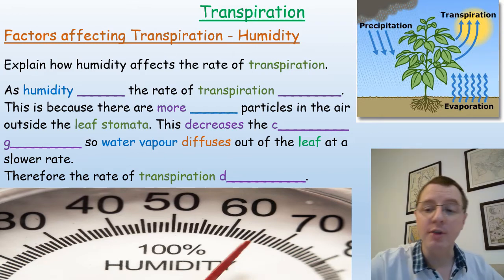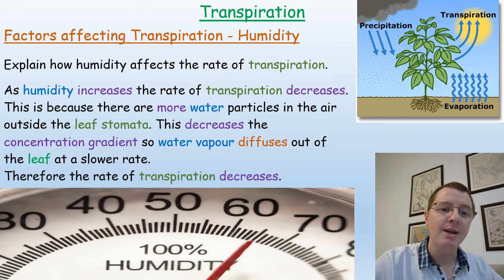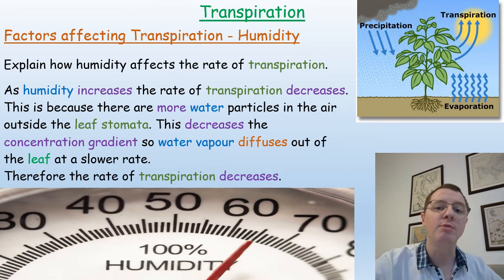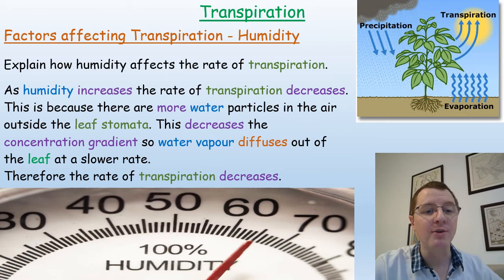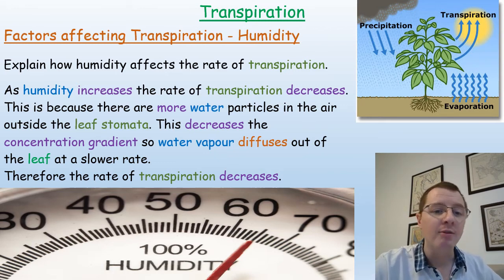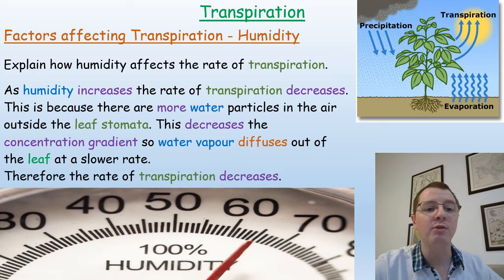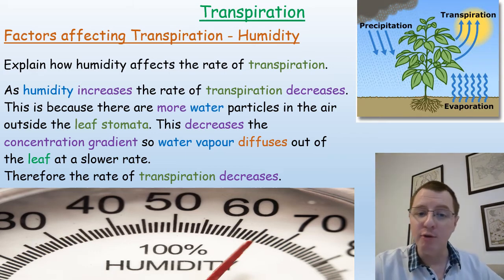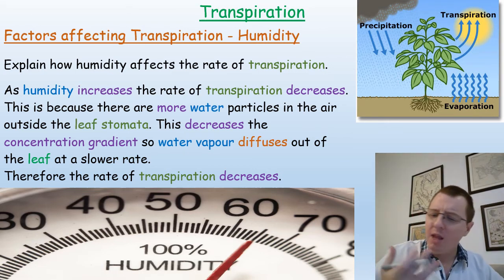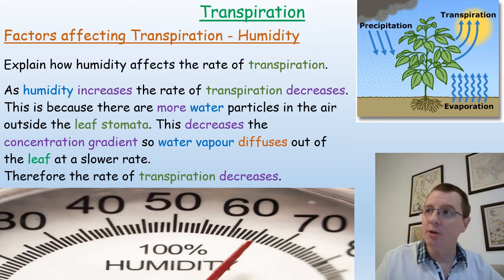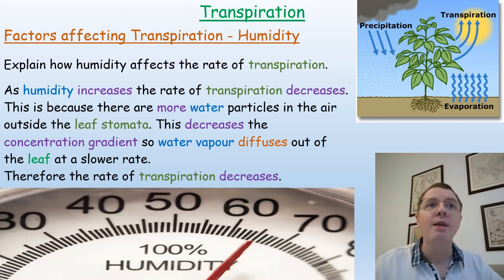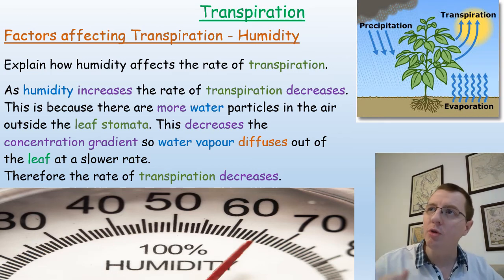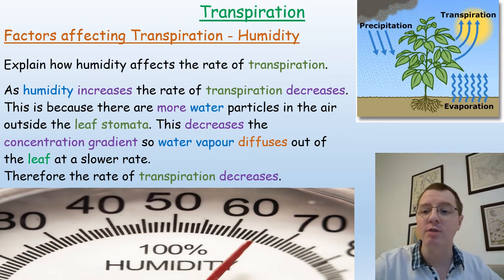Okay, so let's see the answers then. As humidity increases, the rate of transpiration will actually decrease. This is because there will be more water particles in the air outside the leaf stomata, and this decreases the concentration gradient, so water vapour diffuses out of the leaf at a slower rate, and therefore the rate of transpiration will decrease. If less water is leaving the stomata because there's less diffusion happening, then there's less pulling on the next water particles, so the water flows more slowly through the xylem and we have less transpiration.